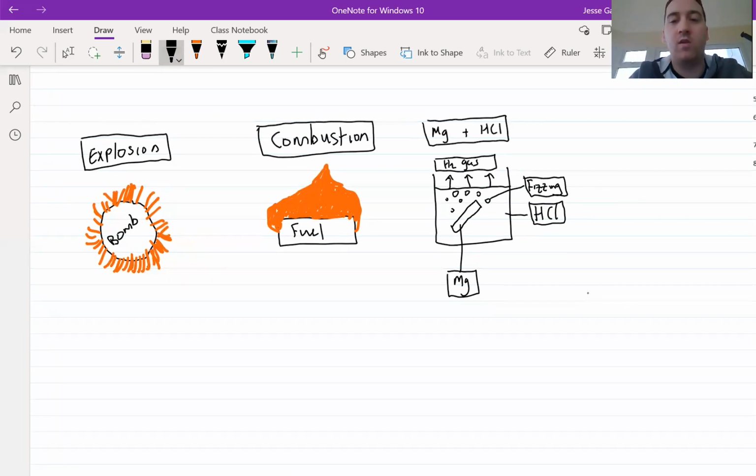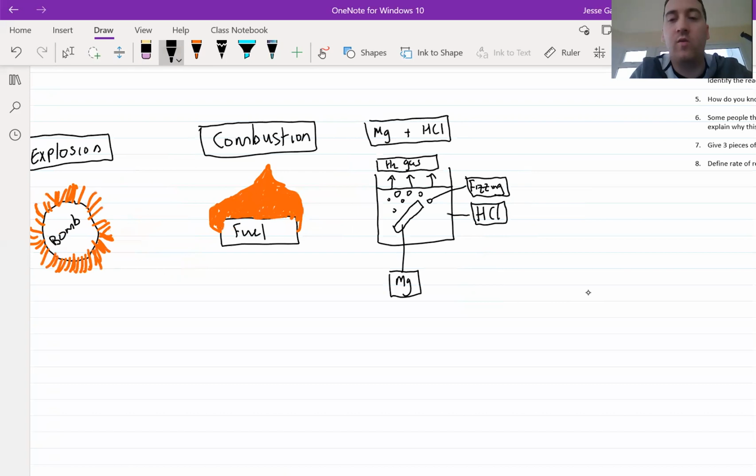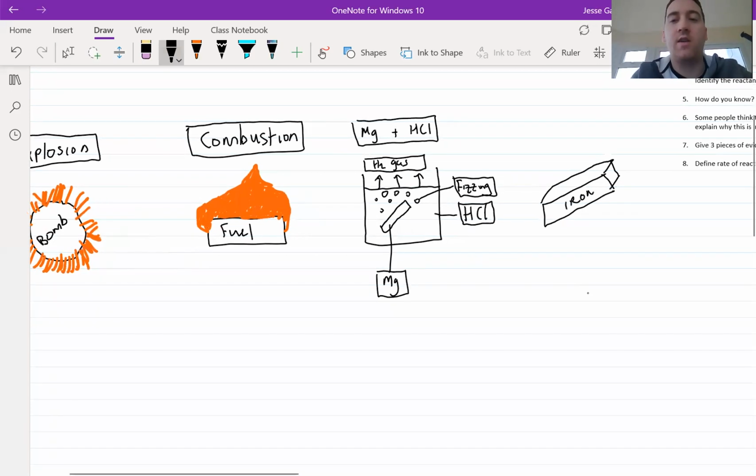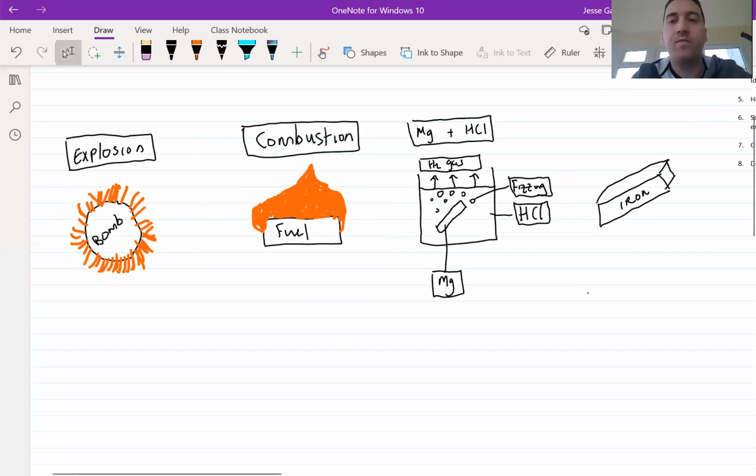The last example we're going to look at is, say we have a block of iron. So this here is a block of iron. Now, if I was to leave this iron out, then over time, what's going to happen to it is that some oxygen, O2, from the air is going to react with it. Again, this is much slower than the other 3 that we've seen.